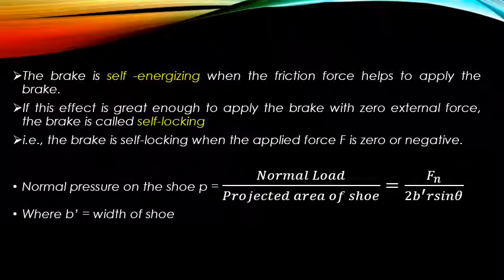And in case of this shoe brake, the normal pressure of the shoe on the block onto the drum is given by the normal load or the normal force Fn by the projected area of the shoe. So this projected area is given by 2 b dash r sin theta. If we find out the projected area of the shoe, it becomes 2 b dash r sin theta. Just you can remember this, where b dash is the width of the shoe.